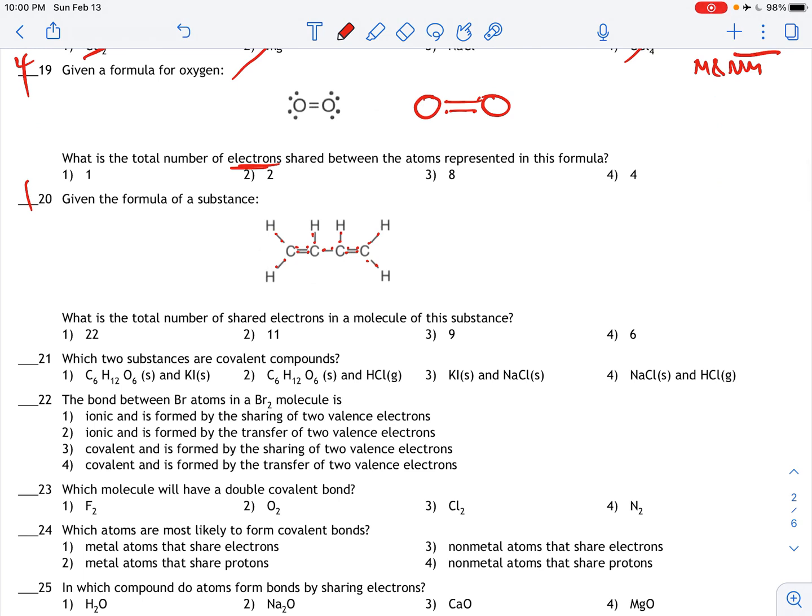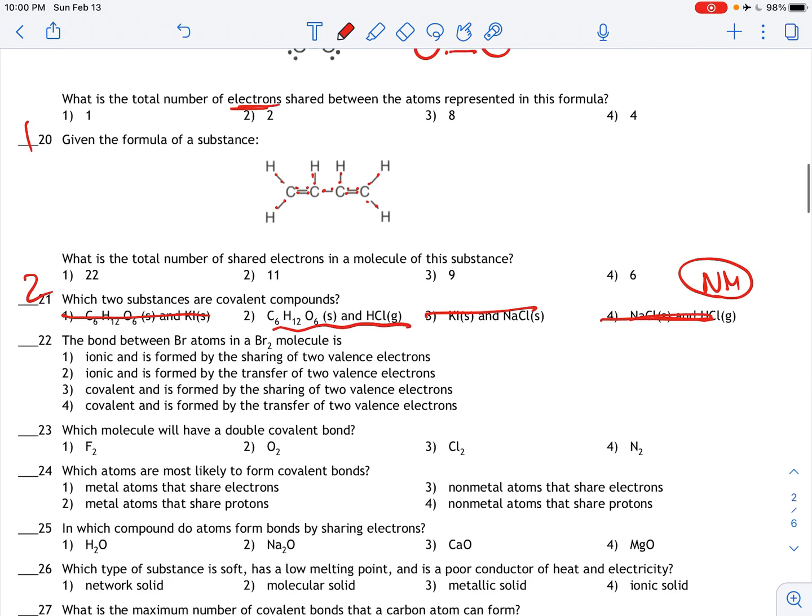Which 2 substances are covalent compounds? So only nonmetals. So potassium is a metal, can't be that one. Choice 2 looks to be my answer. Potassium and sodium, both metals. Sodium is a metal. So no metals here. Choice 2.